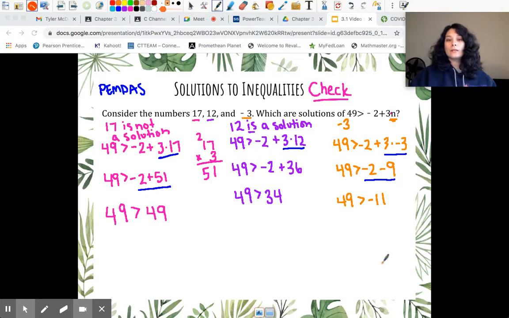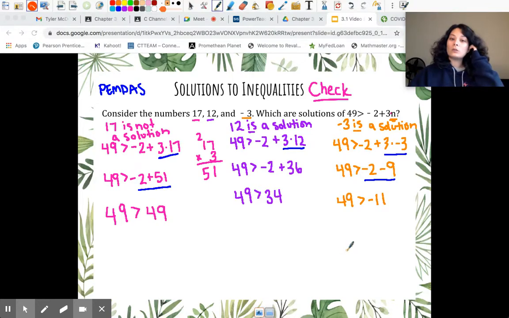And now I need to read the inequality to see if it's true. 49 is greater than negative 11. Well, right off the bat, that's automatically true. 49 is positive and 11 is negative. All positives are greater than negatives. So negative 3 is also a solution. So 2 out of the 3 numbers were solutions.